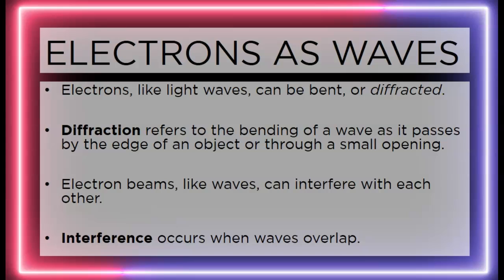So because of this property of diffraction, specifically through a small opening, is really what we're talking about here. These electron beams can actually interfere with each other, and that's what we see happening when waves overlap.